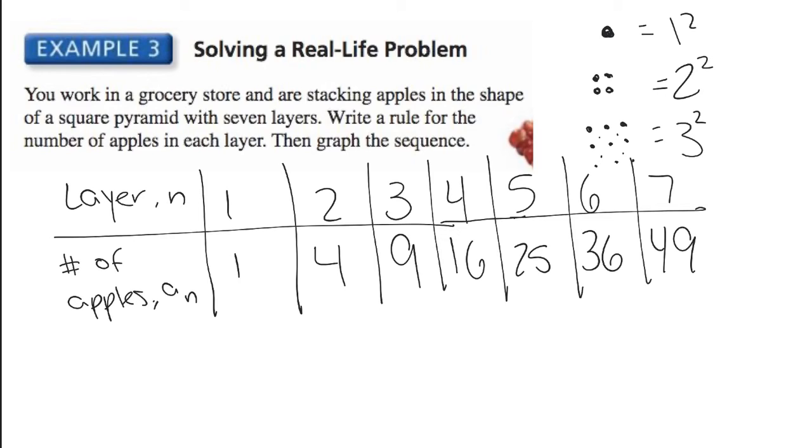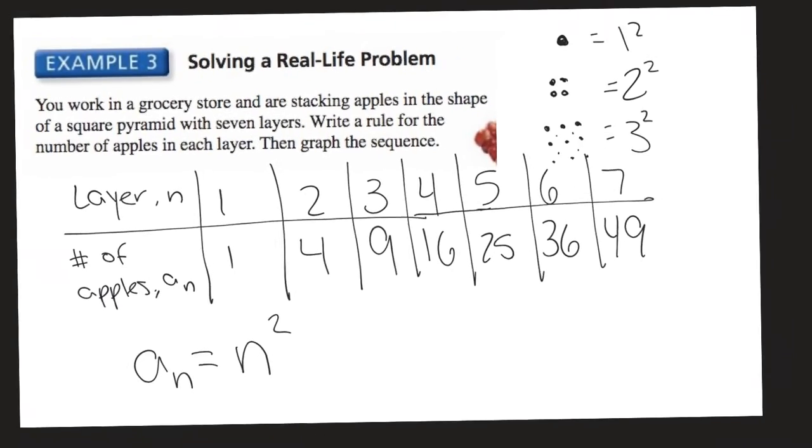All right, so what we have to do is we now have to graph it. That's the last piece. Oh, we should probably write our rule. Our rule, which you guys looked at, is a of n equals my layer I'm on, which is n squared. And that's it.